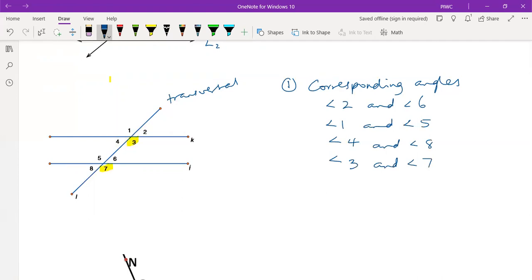All the corresponding angles are the same. So we say they are congruent. So, corresponding angles are congruent. That means same or equal. Okay. So if this angle is 60, that one will be 60, 70, 70, and so on.